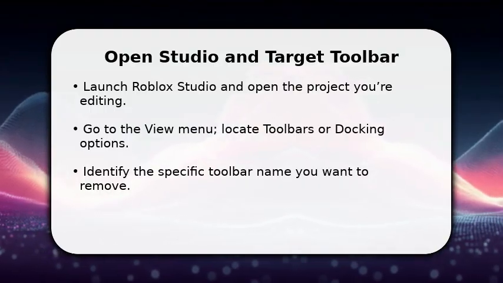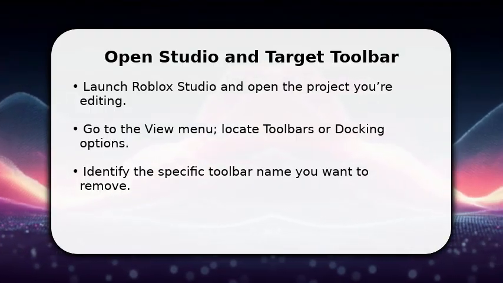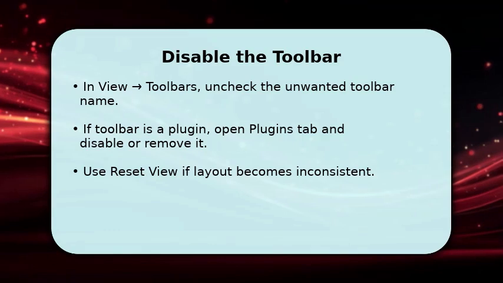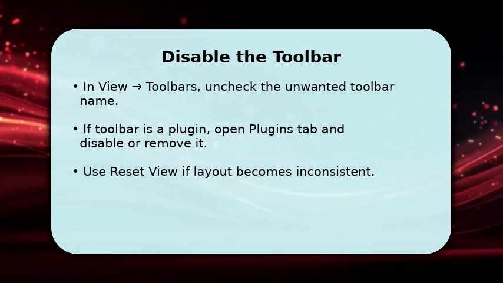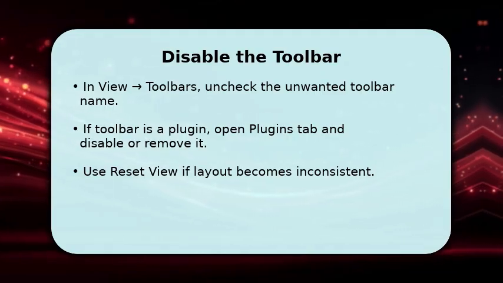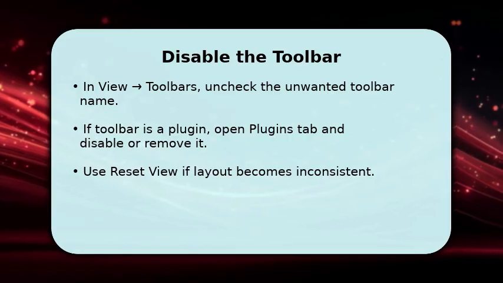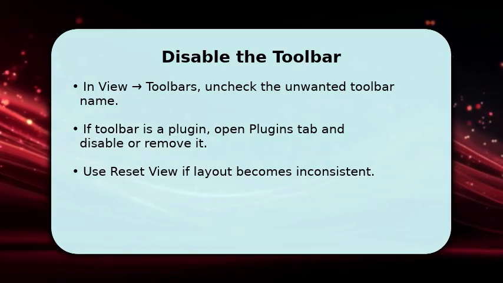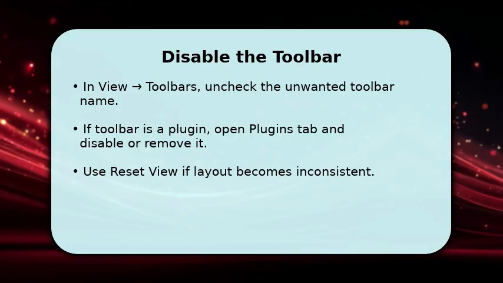Now take deliberate action. In View, open Toolbars and uncheck the box next to the toolbar you wish to remove. That hides it immediately. If the toolbar was added by a plugin, switch to Plugins, toggle that plugin off, or uninstall it from the Manage Plugins dialog. Plugin toolbars persist until removed.